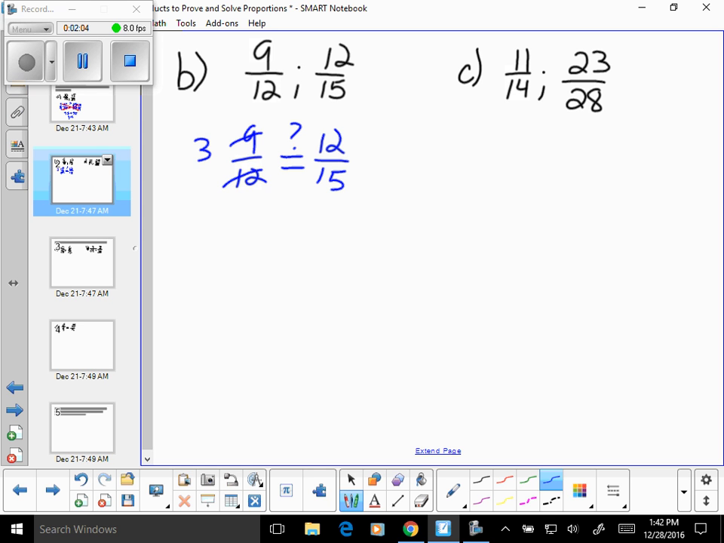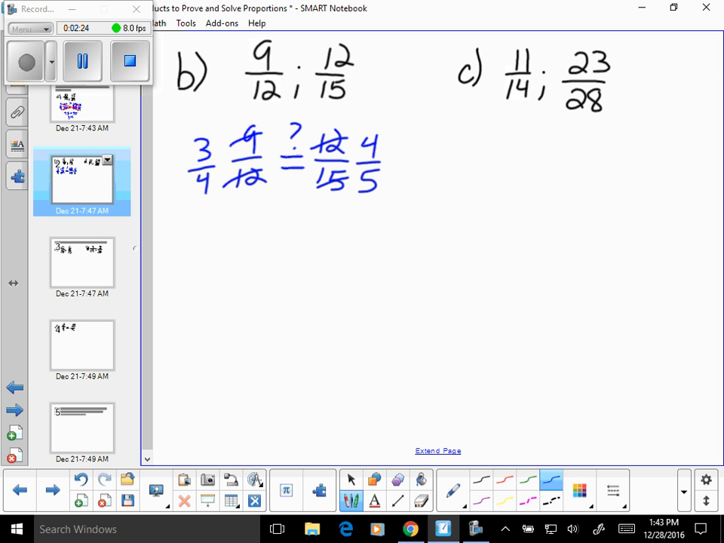I can take 3 into both 9 and 12. I can also take 3 into both 12 and 15 in the other ratio. Now notice, I do not cross the equal sign and reduce the 12s and reduce the 9 and the 15. That I cannot do. I cannot cross an equal sign.